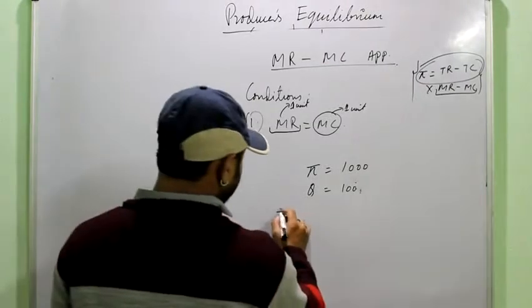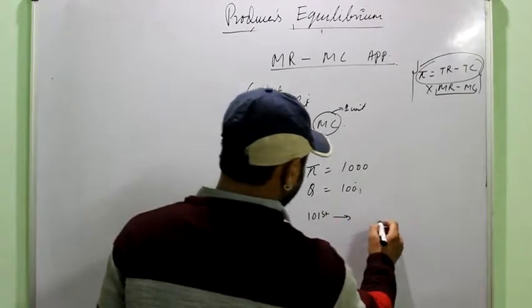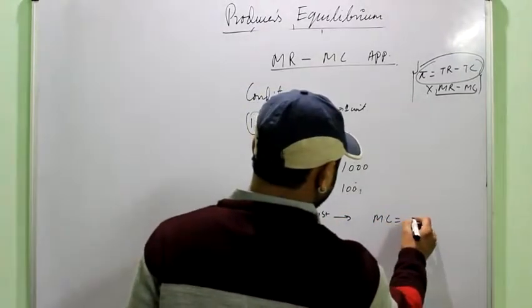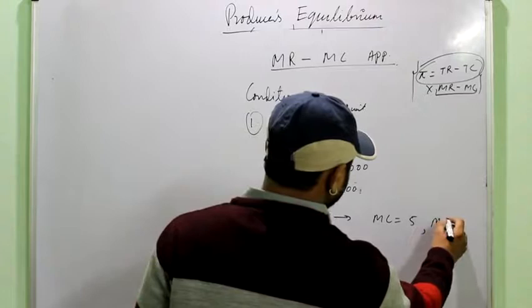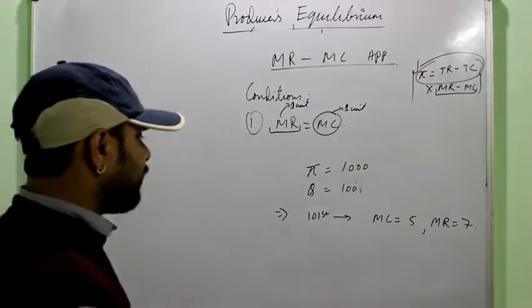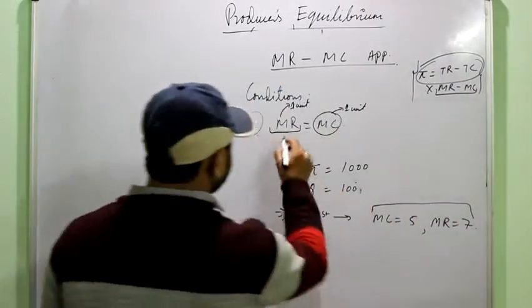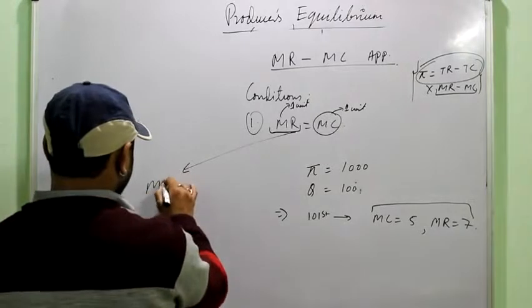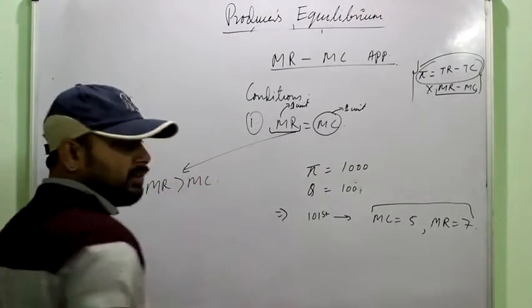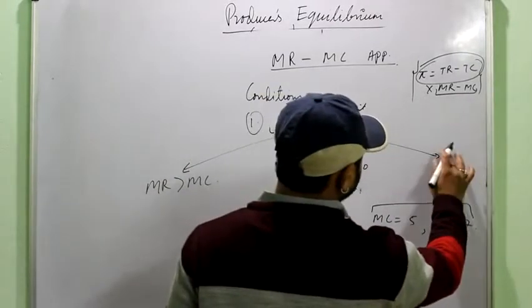Suppose a profit of a producer was say 1000 when he was producing 100 units, right? He wants to produce the 101st unit, for which the marginal cost which he has to incur is 5 and the marginal revenue which he will be able to earn is 7. So you can simply understand, in this condition MR is greater than MC, right? Similarly, one more situation is possible when MR is less than MC.